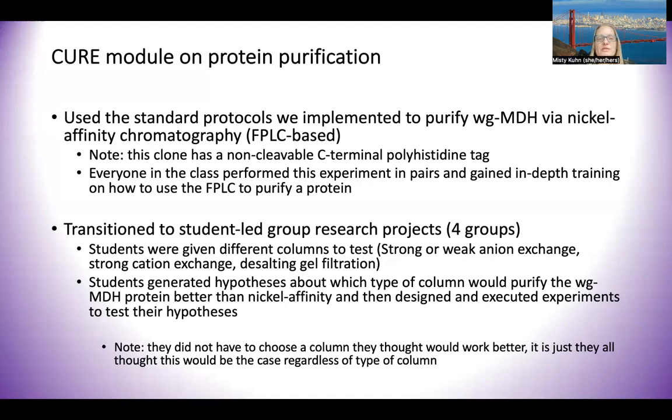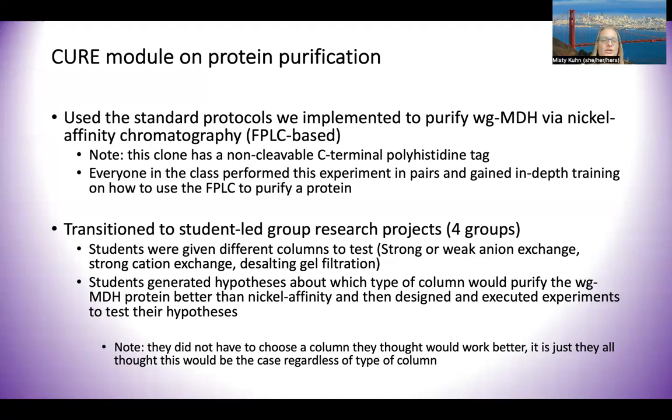This clone that we were using has a non-cleavable C-terminal polyhistidine tag, so it's a poly 6 at the C-terminus. And everyone in the class performed this experiment in pairs, and they gained in-depth training on how to use the FPLC to purify a protein. So this is an introduction into how you purify a protein, how you purify it using an FPLC, and use the instrumentation.